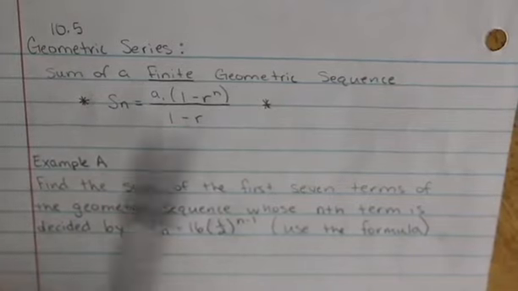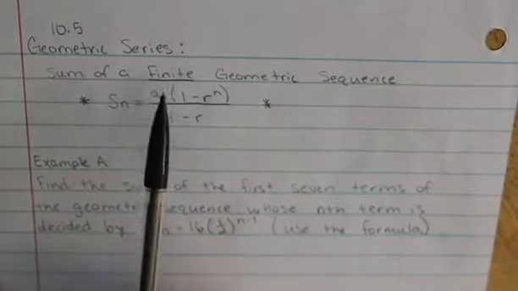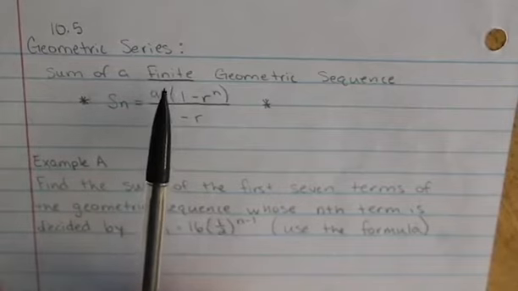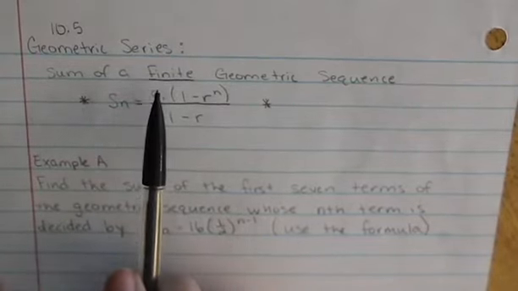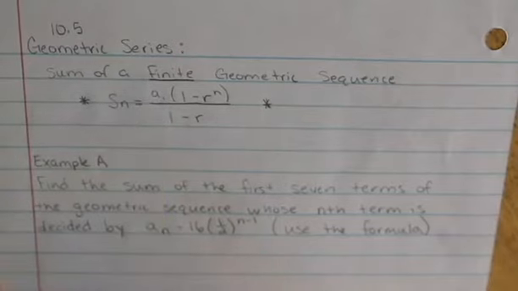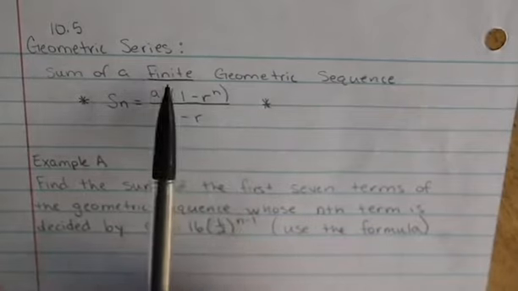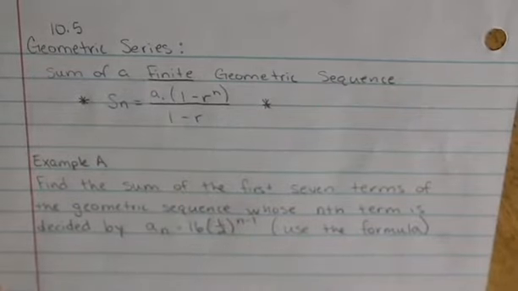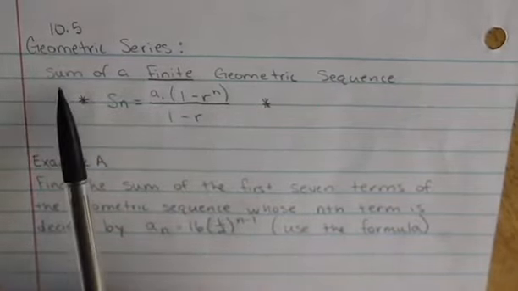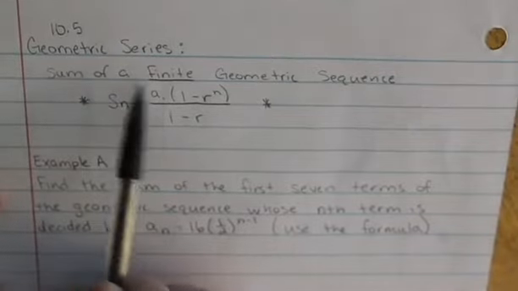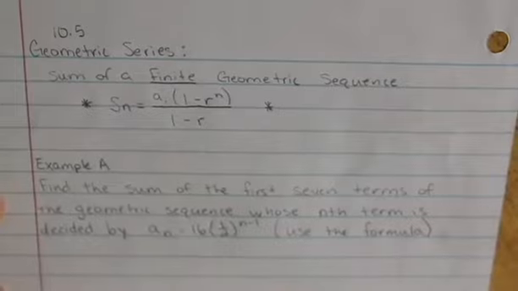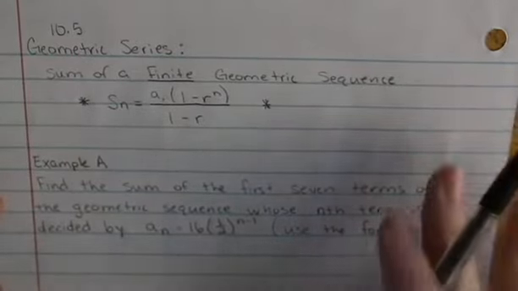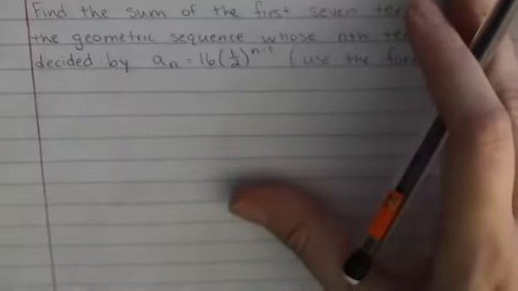So here we are talking about a finite geometric sequence, or finite as some people like to call it. What that simply means is that it goes to a definite term or a definite number. For this, it's going to tell you exactly how many terms it wants, and it gives you a formula to follow. So it wants the sum of a certain amount of terms.